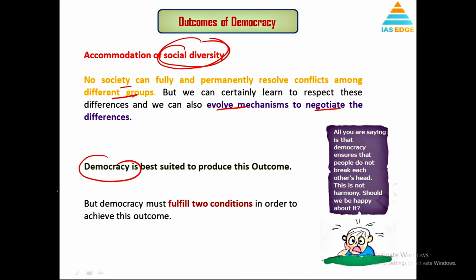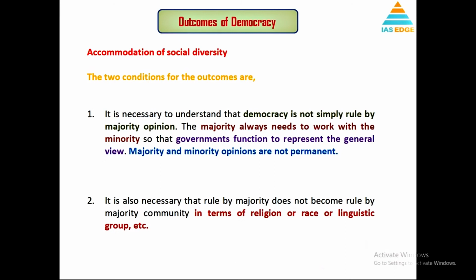Accommodation of social diversity. No society can fully and permanently resolve conflicts among different groups. तो ये जो diversity है, इसको accommodate करना होगा. You have to find a mechanism, you have to negotiate differences, you have to find the best way out. So somebody comes to you with a problem, you have to sit with them, you have to find a way out. Then only will you be able to do that.